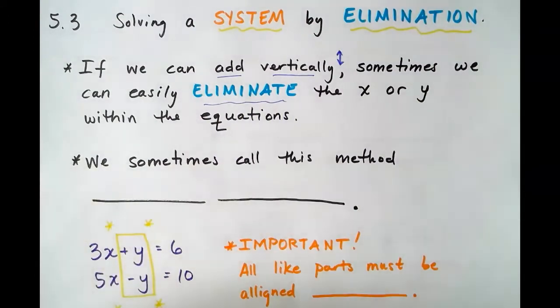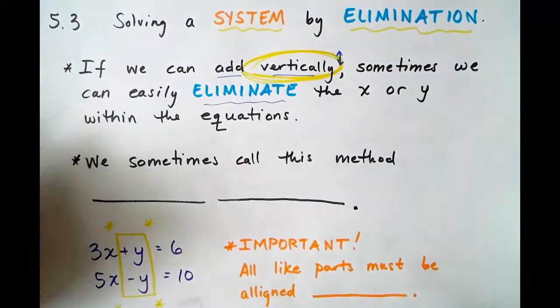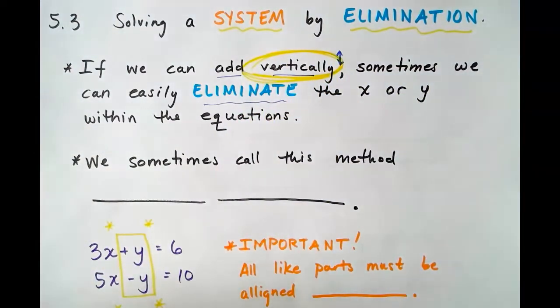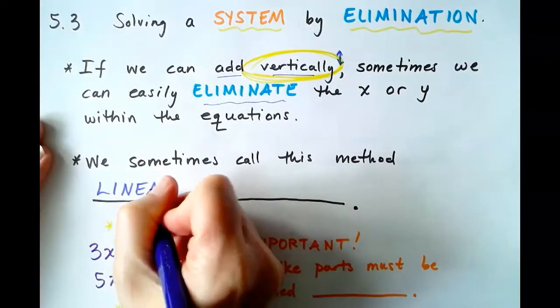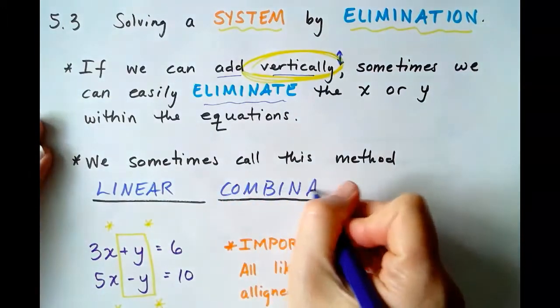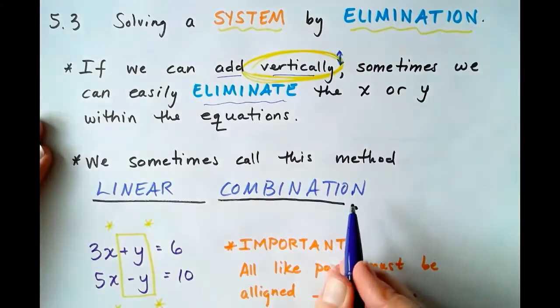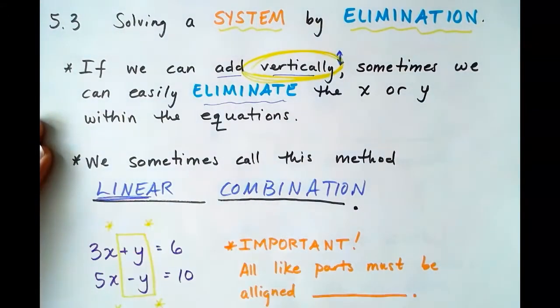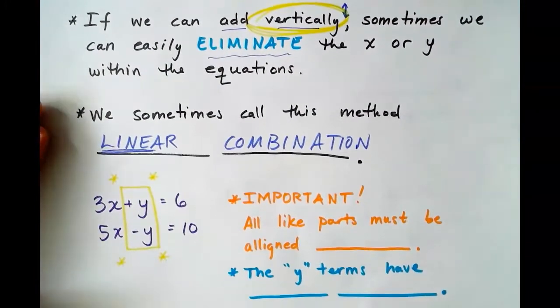So just highlighting once again, we're going to be combining vertically within equations. Sometimes we call this method a linear combination. So if it's a linear combination, it's going to be a combination of lines. And we can see that in this quick example.